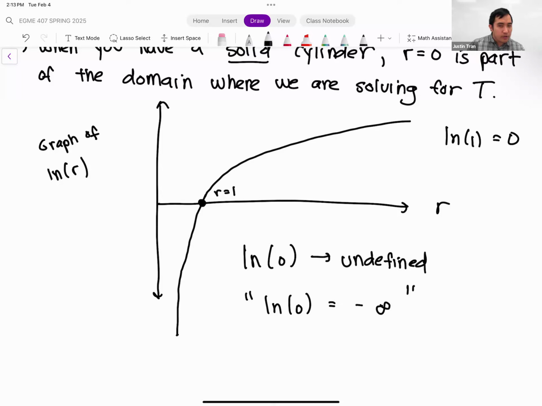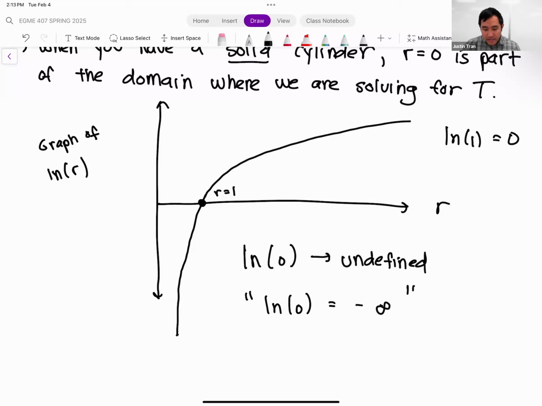Right, because that's kind of what it looks like is happening. And so as you get closer and closer to R equals 0, ln of R just kind of drops off a cliff right there. It doesn't actually equal minus infinity. I've had enough mathematicians yell at me and tell me I'm an idiot. So it's actually undefined. But I think visually we can say it's minus infinity.